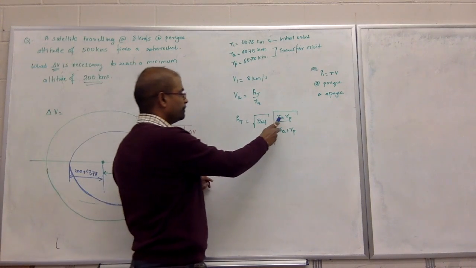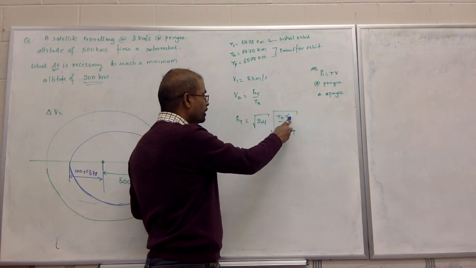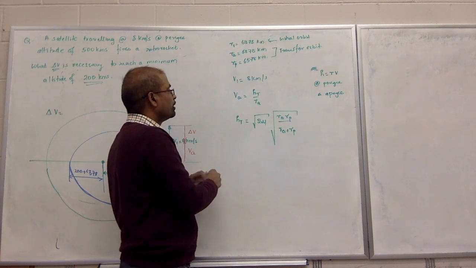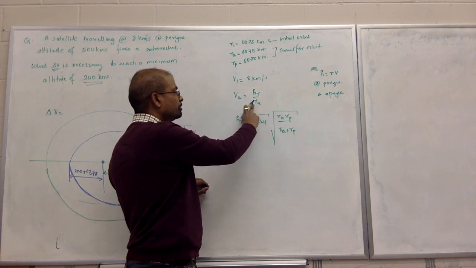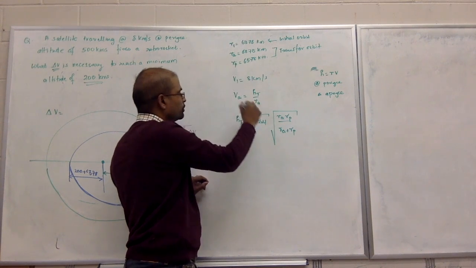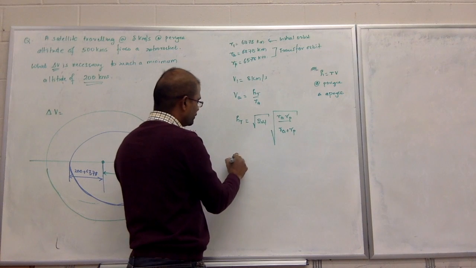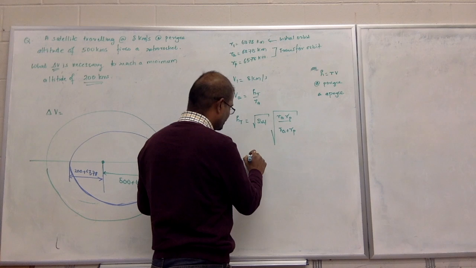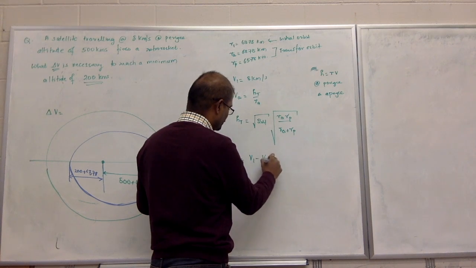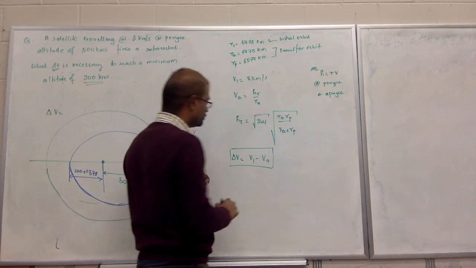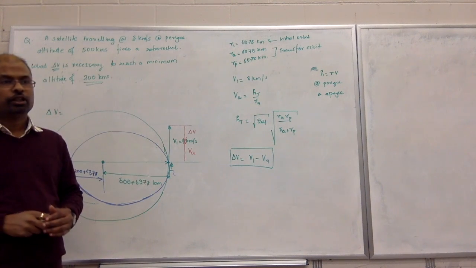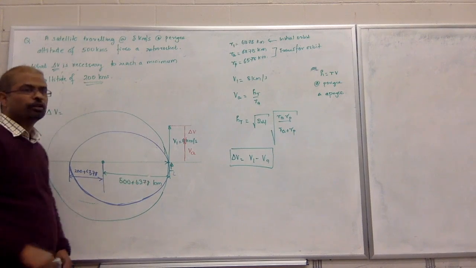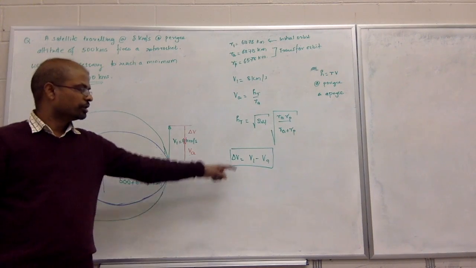Do you know RA? Do you know RP? Yes. Do you know mu? Yes. You can calculate h, right? Once you calculate h, you can calculate VA. You know VA. What is delta V? You should know which one is greater. What happens if you do the other way around? You'll go in a bigger orbit. Okay. This is the orbit.